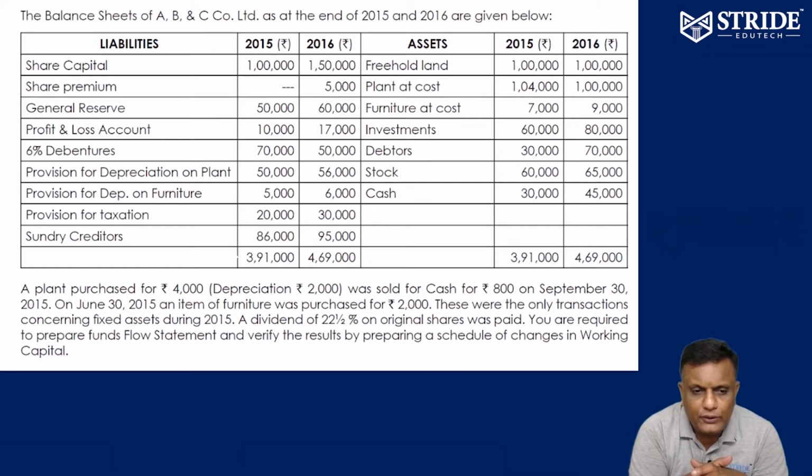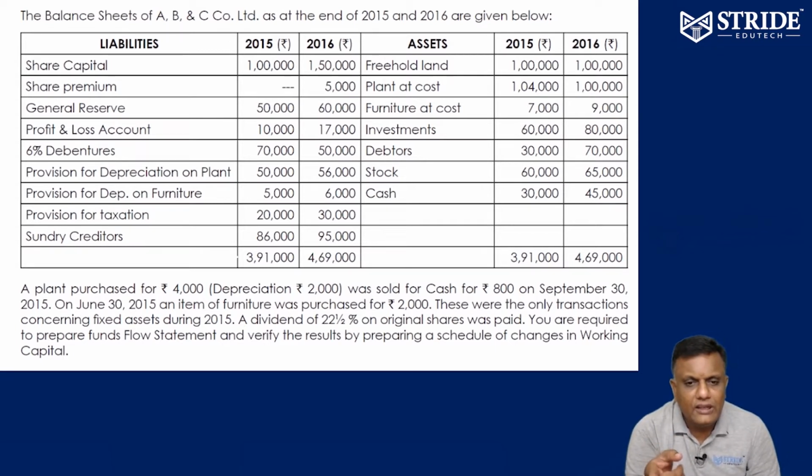Plant purchased for 4,000, depreciation 2,000, was sold for cash for 800 on September 30, 2015. So 4,000 at the time of purchase, now depreciation 2,000, balance 2,000. WDV is 4,000 minus depreciation 2,000, that is 2,000. Now the 2,000 WDV machinery is sold for 800. Therefore the loss is 1,200. The loss can be transferred to the adjusted P&L account.